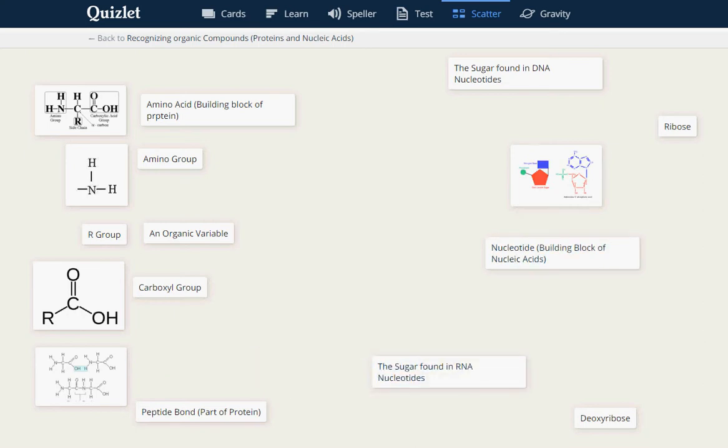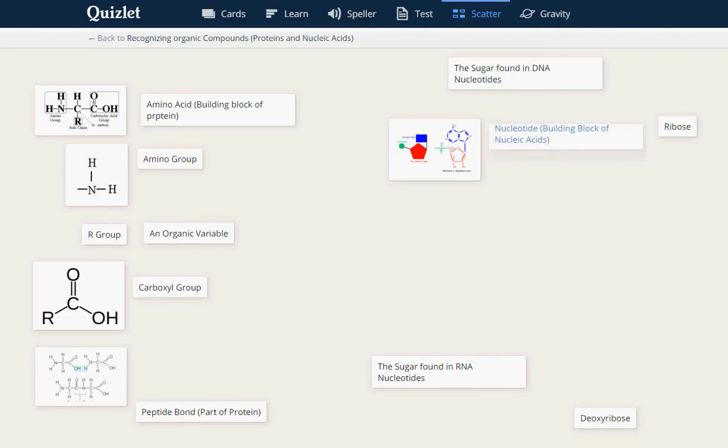Nucleic acids are built up out of nucleotides. They're, again, a different kind of organic molecule. They're built up out of nucleotides. Now, the couple things you need to understand about nucleotides, the ring-shaped structure is a sugar. There's a base, which we're going to talk about a lot more when we get to DNA. And then they also have a phosphate group.